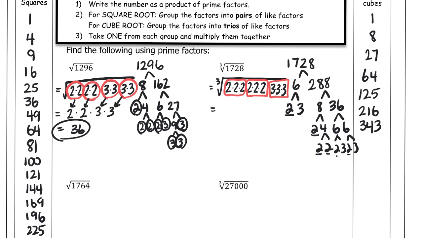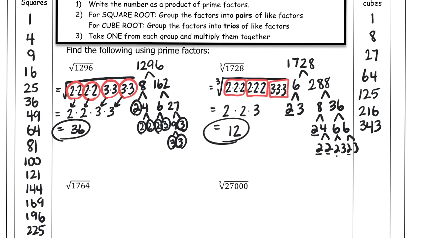So for my cube root, now I'm going to perform the operation. My root symbol goes away, and I take 1 from each group. It's 2 times 2 times 3, which is 12. Okay, and you can check your answer by calculating 12 to the power of 3 on your calculator, and that should give you 1,728.